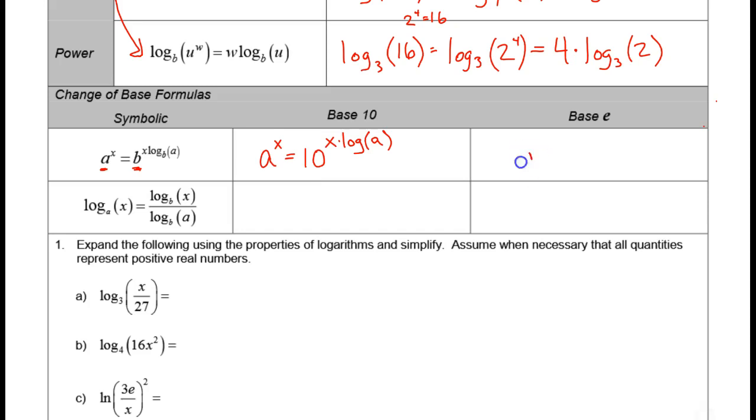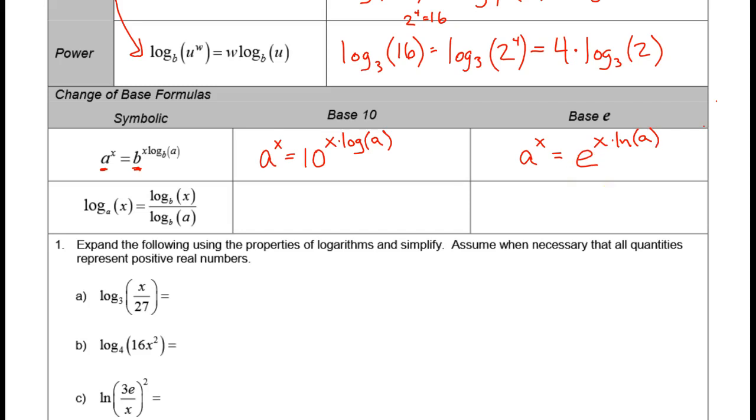How about base e? What if I have a to the x and I want to change it to base e? Well, the base e raised to the x times the natural log of a. So that's how you would change a to the x into base e.